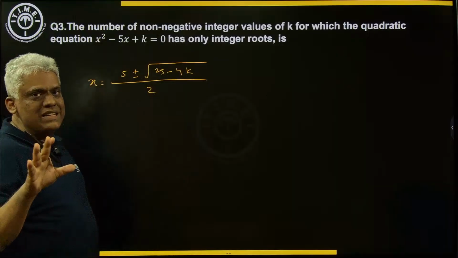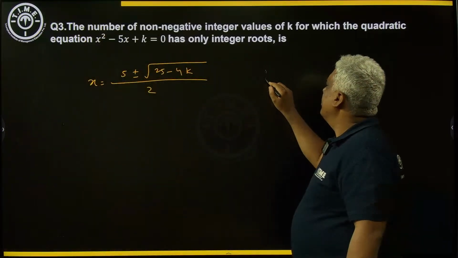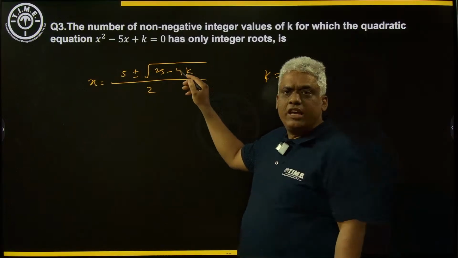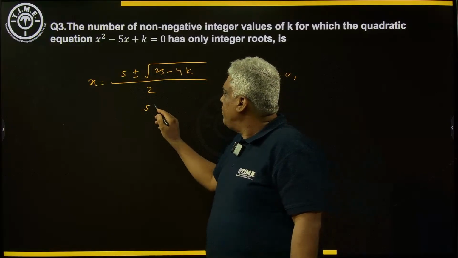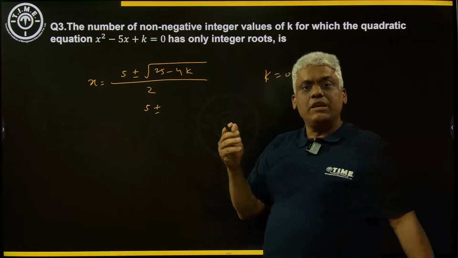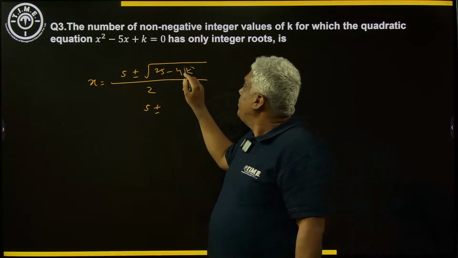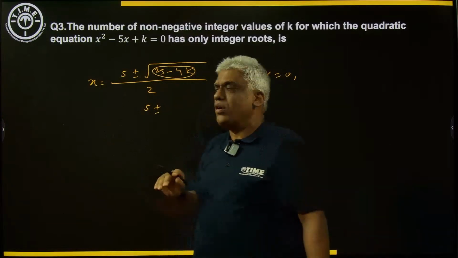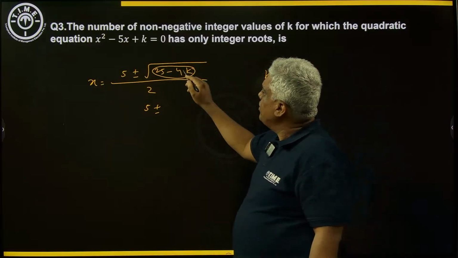This has to be an integer, right? Now you see, let's try different values of k. k can be 0, right? So if you try k equal to 0, we have to get integer roots. Integer roots means this square root sign will go. First, this has to be a perfect square, right? After that, we have to check whether x is an integer or not. So let's try k equal to 0. Yes, k can be 0. So 25 minus 0 is a perfect square.